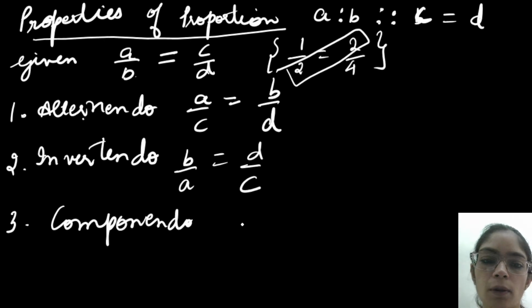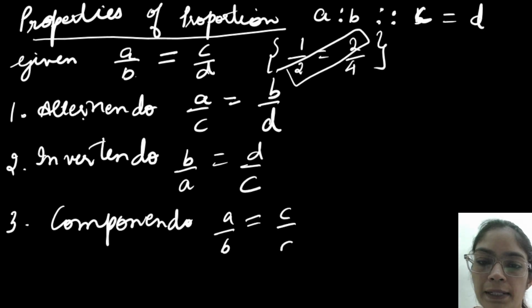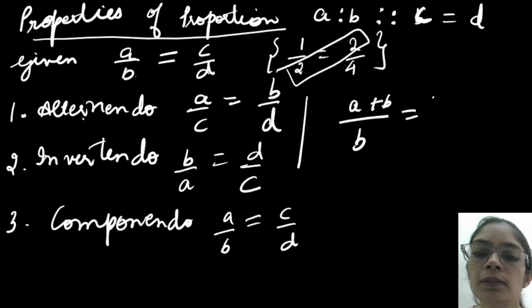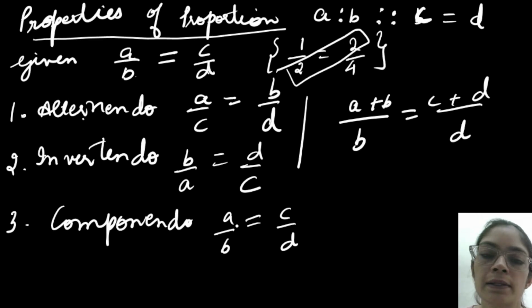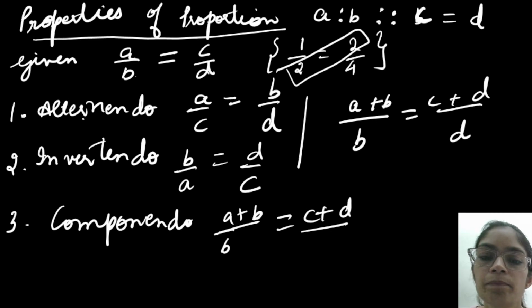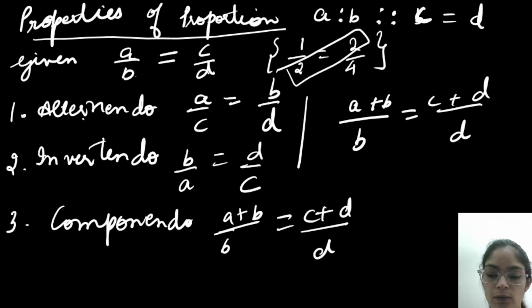So in property componendo, what do we have to do? We have to add. I have been given a by b is equal to c by d. When we apply property componendo, then a plus b. So in the numerator, we are adding the numerator as well as the denominator. So a plus b by b is equal to c plus d by d. So the name of the property is componendo.